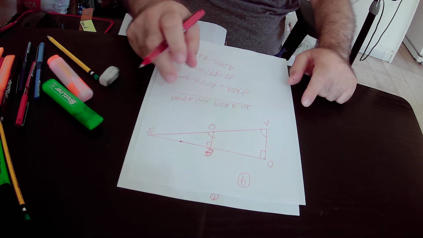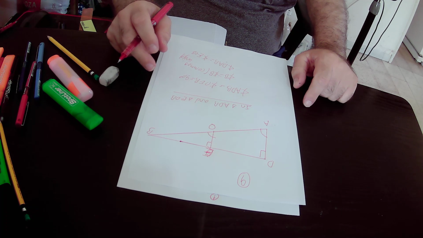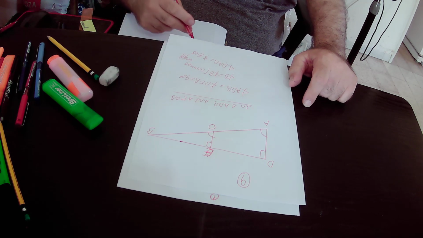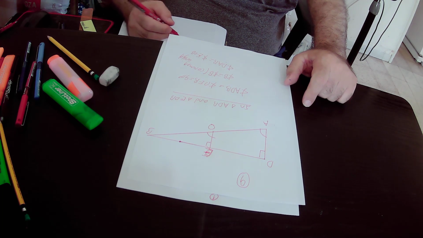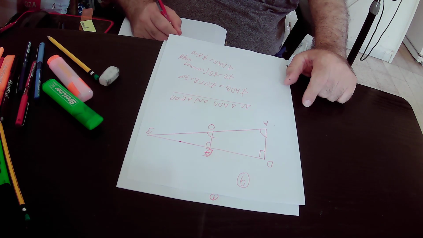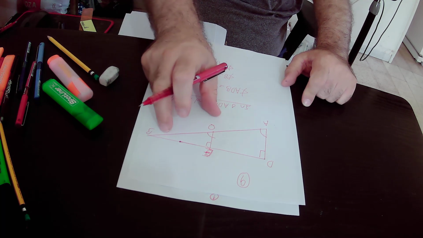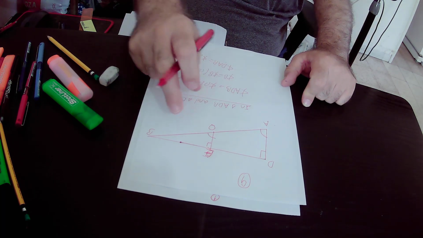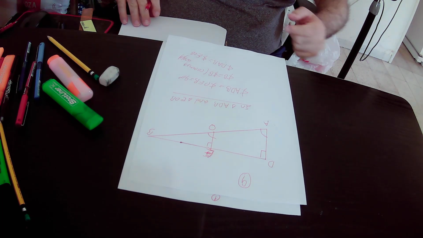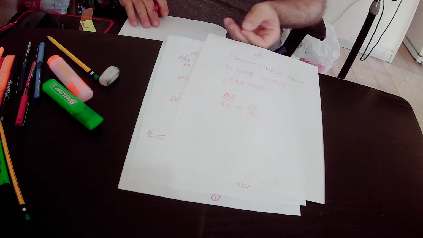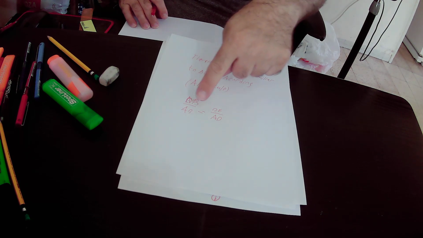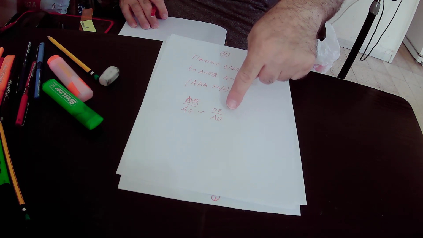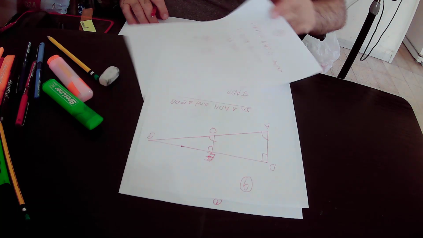Okay, so again, OB over AB equals OE over AD. Okay, so the following relationship exists between the sides of those two similar triangles. OB over AB equals OE over AD.